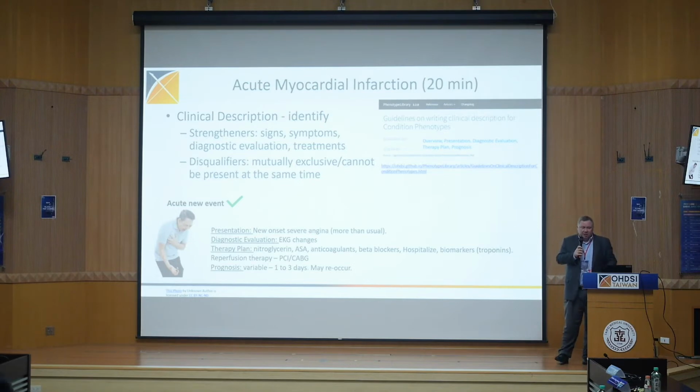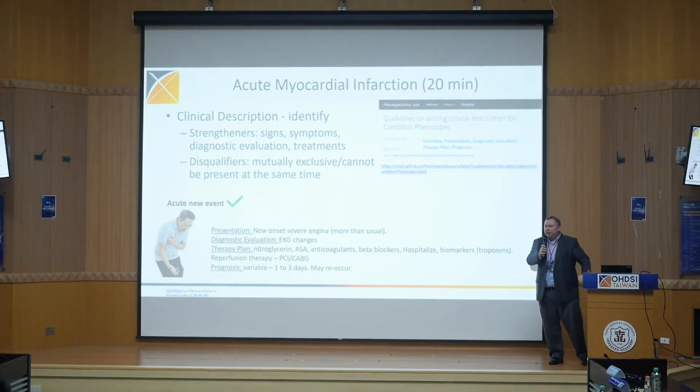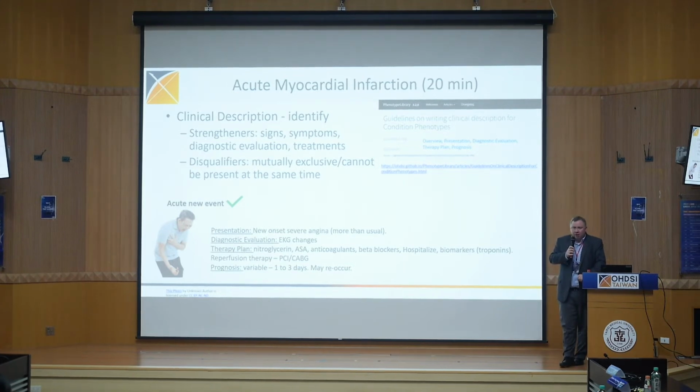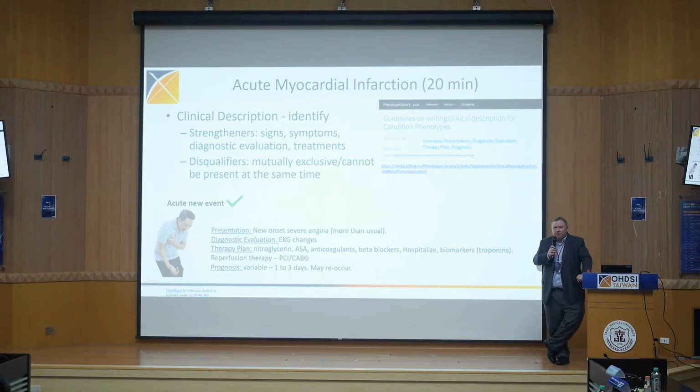One simplification of this to think about is that if we're studying a disease like acute myocardial infarction, then we could try to identify what factors would we observe in the data that would strengthen our belief that a given person actually has a heart attack, and what things might we observe in the data that would disqualify a person from having the event, because observing that would be inconsistent with having the disease. So examples of strengtheners in this case could be things like signs and symptoms, any sort of diagnostic procedures that a patient may encounter, as well as any treatments.